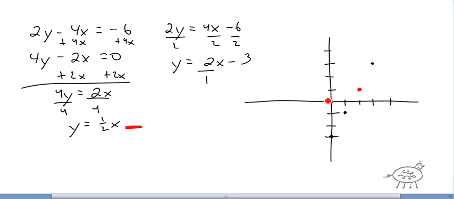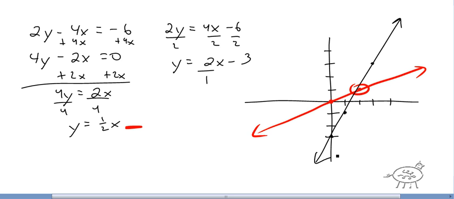I just want to make sure you understand: if it doesn't have a number there, make sure your y-intercept is at 0. So that is actually my line right here. This is the solution. And then there's your other line. So the solution is 2, 1.